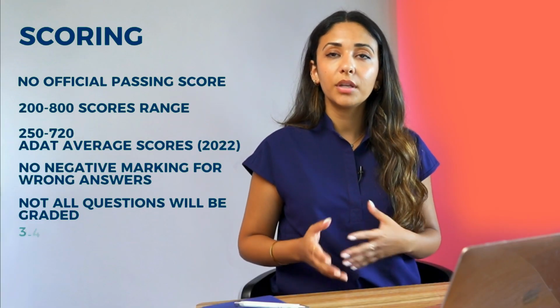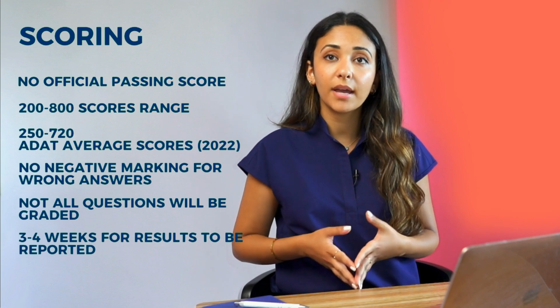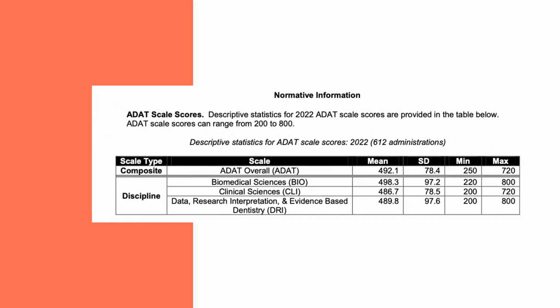Usually scores come out 3 to 4 weeks after you do your exam, and this table will highlight kind of like a percentage of people's performance. So each section you're gonna get a score from 200 to 800, and then the average of the 3 sections will be your final score.